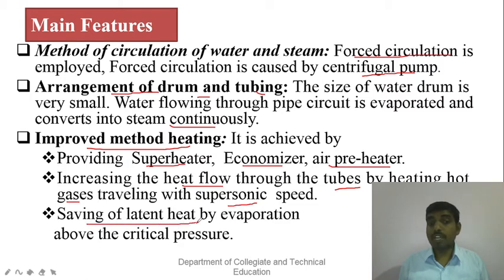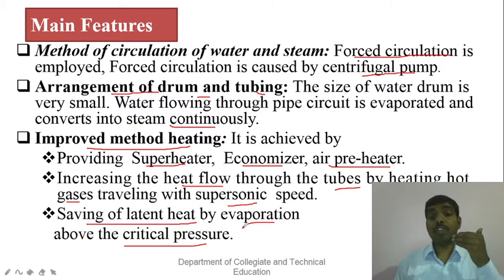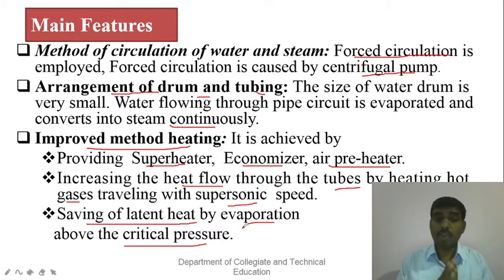And thirdly, saving latent heat of evaporation above the critical pressure. Here we are operating at a pressure more than the critical pressure, that is 220 bar, 225 bar and above. For that purpose we can utilize the heat in the proper way, and with high pressure we can achieve this, saving the latent heat. These are the main features of the high pressure boiler.